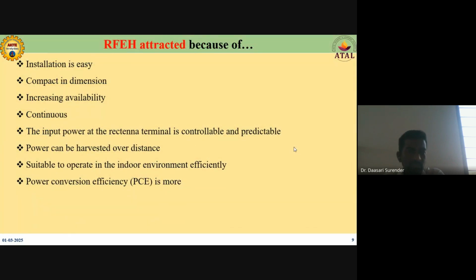So there are various reasons that attract people to the RF energy harvesting approach. Its installation is easy, its compactness, and the availability is increasing day to day and continuously available, and it can be operated in indoor as well as outdoor environments efficiently. The problem with other energy harvesting is that some of the energy harvesting devices cannot be operated in the indoor environment. But by using the RF energy harvesting approach, this drawback can be eliminated and the power conversion efficiency is more.